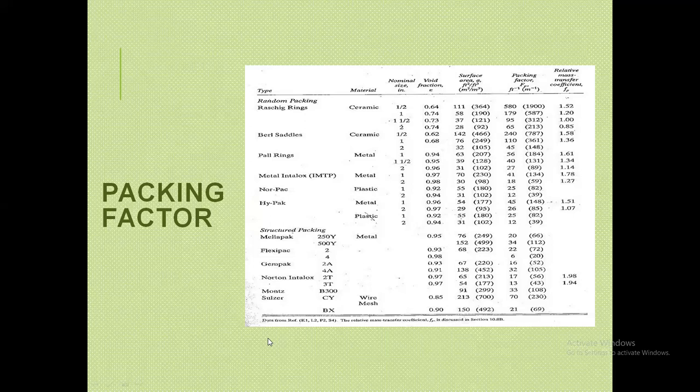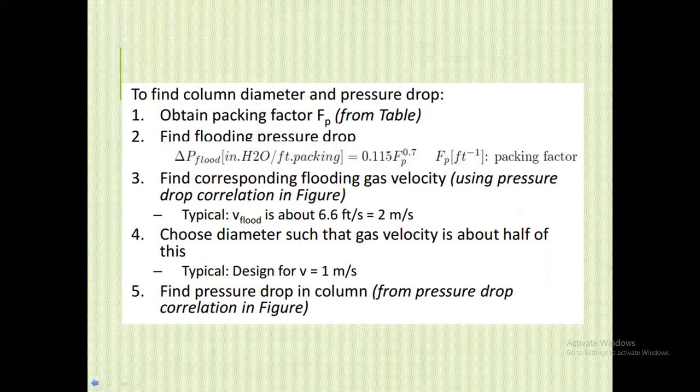Now, if it's a structured packing material, the commonly used ones are either the Norton Intalox or the Flexipac. So let's say we have the Norton Intalox 2T. You also read here your corresponding packing factor, whichever of the two values is appropriate to use. Okay, this is the table where you take the packing factor, which you need in step 2.